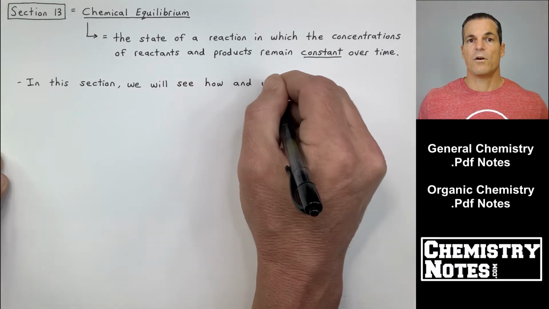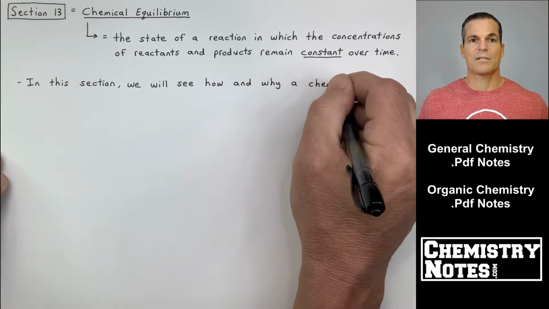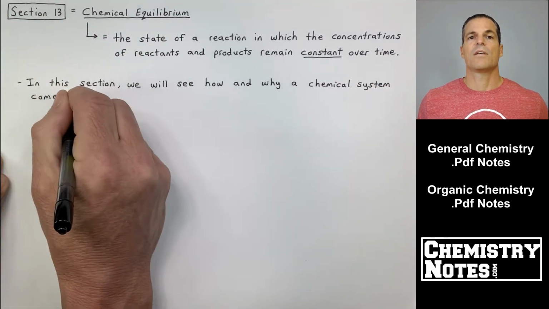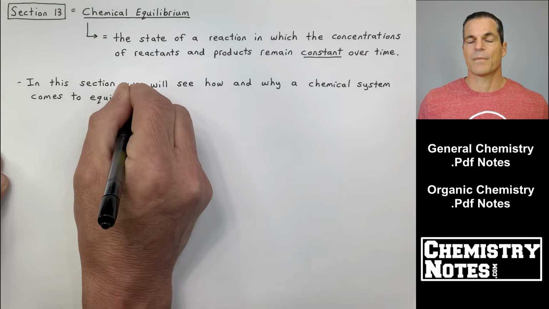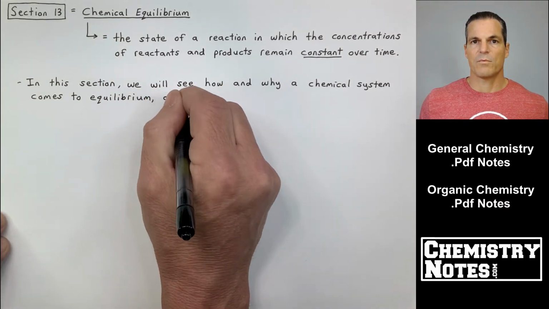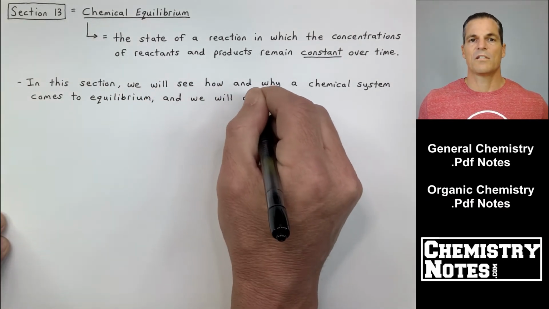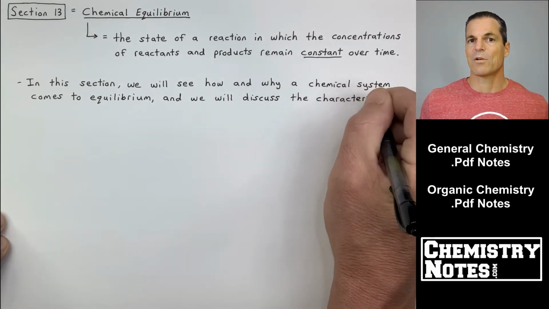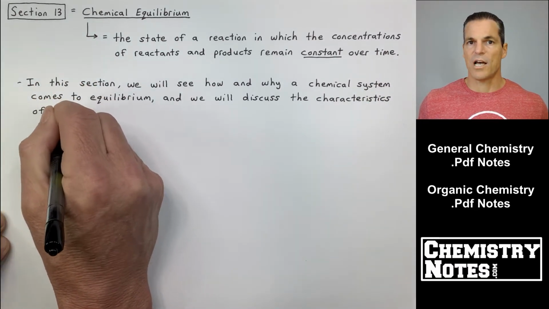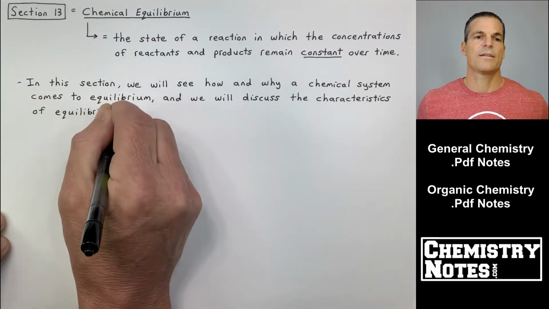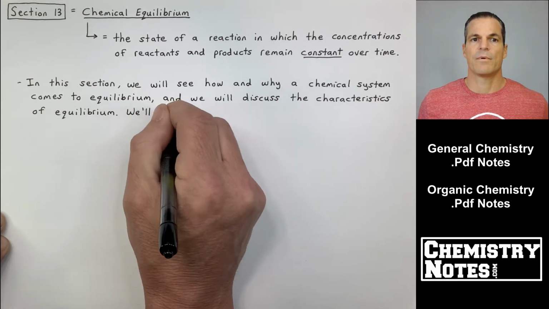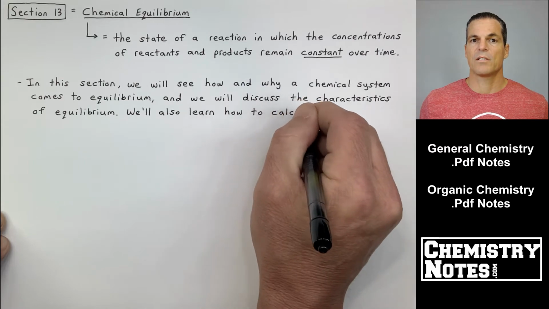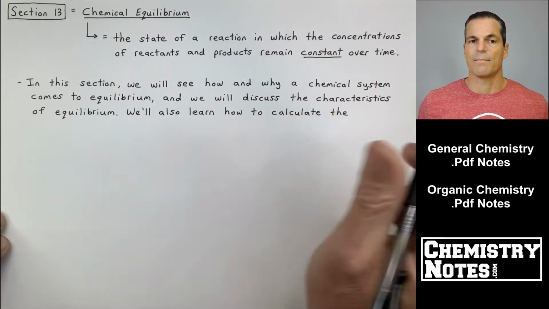Now, often though, you can build up or accumulate products and you can get the reverse reaction to occur. And when that happens, you can get to a process called equilibrium. So this chapter doesn't focus on reaction rates whatsoever. It just focuses on reversible reactions and something called chemical equilibrium. So at the top of today's page 1, it says, chemical equilibrium: the state of a reaction in which the concentrations of reactants and products remain constant over time.